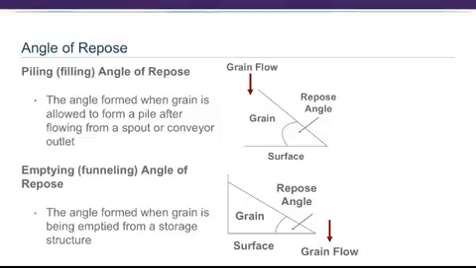The other one is the emptying angle of repose, which is what we would get if we remove grain from a bin through an opening in the bottom of the bin. You know that some of the grain is going to remain in the bin if it's a flat bottom bin, and that angle that remaining grain forms with the horizontal surface is the emptying angle of repose.